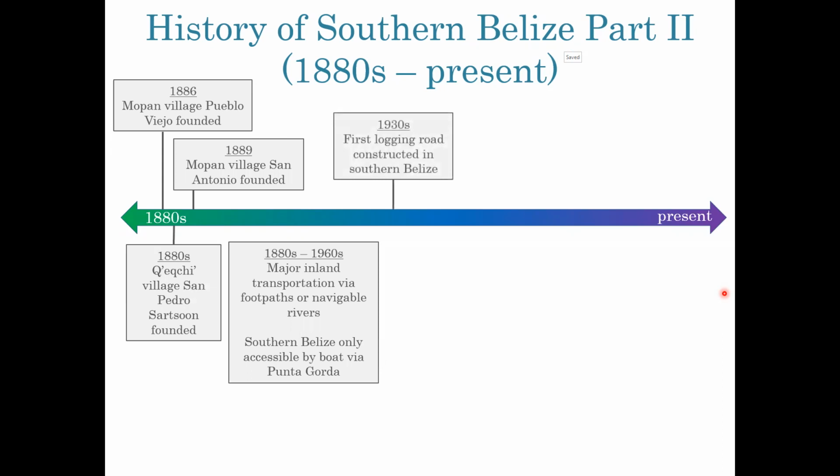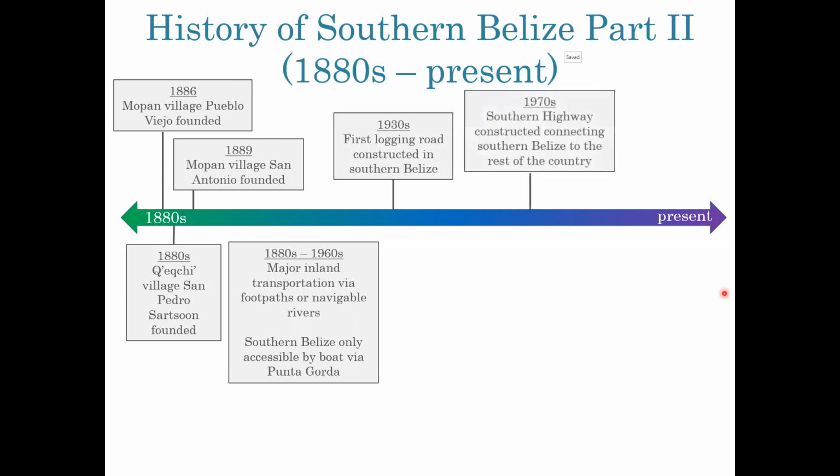But in the 1930s, the first logging road was constructed, going from Punta Gorda to Dump, so it moved from the coast inland, which provided some access of these inland communities to the economic hub of PG, or Punta Gorda. In the 1970s, the Southern Highway was finally constructed, and this connected the Toledo district to the rest of the country. This is important because it allows different job opportunities and economic opportunities for the communities in the Toledo district.